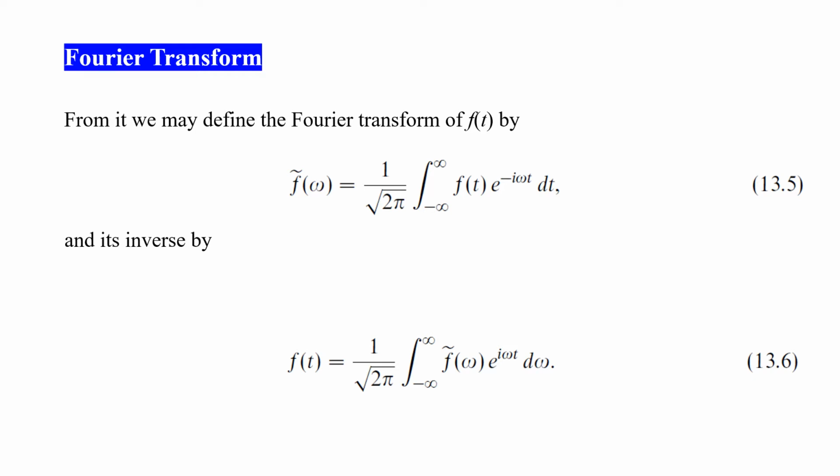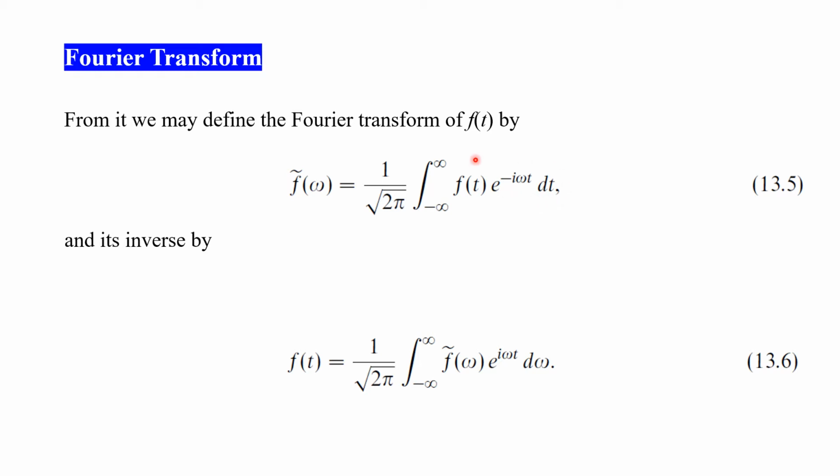From it, we may define the Fourier transform of f of t. If you are going to refer to the Fourier transform of f of t, you write it with this term: f with this wavy line, f tilde of omega. If you see this symbol, this is what you are referring to as the transform of your f of t. So the Fourier transform of f of t is equal to 1 over the square root of 2 pi times the integral of f of t e^(-i omega t) dt.